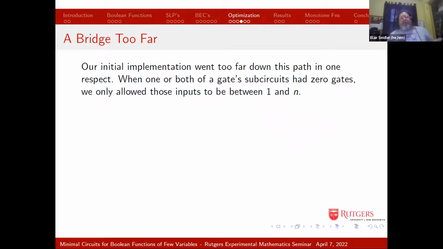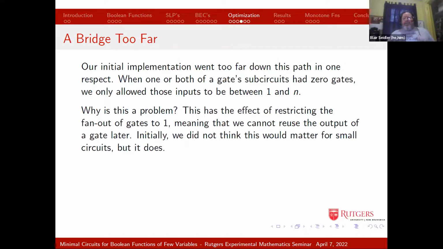So the one corner that I cut in my very first pass at this was I went too far down the path, and I restricted, if I had a 0 gate subcircuit, the input to be one of the input variables. But what that did is that effectively restricted the fan out to 1 when I didn't want to do that. Now, for circuits like 3 or 4 variables, this doesn't matter, but once you get up to 5 or 6, you want to be able to reuse gates. So I didn't think this was going to matter too much, but it started mattering earlier than I thought it would.